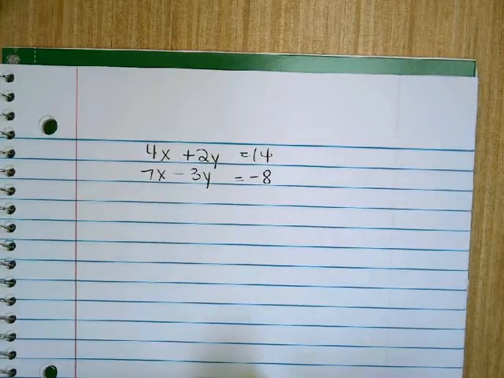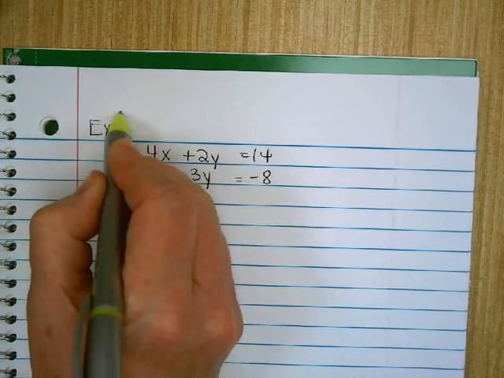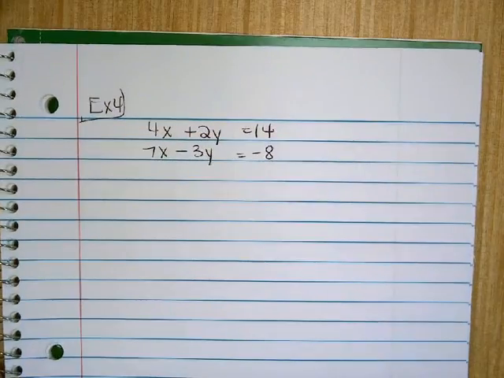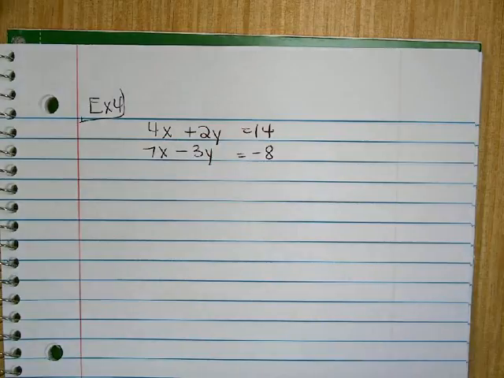Okay, this is actually example 4. I'm kind of skipping around today to hit the high point, and tomorrow we'll catch up on the other things. Look at these two equations. They are in the right order, x, y, equal sign number. Will anything eliminate as it's written right now? No. I've got 4 and 7, 2 and 3.